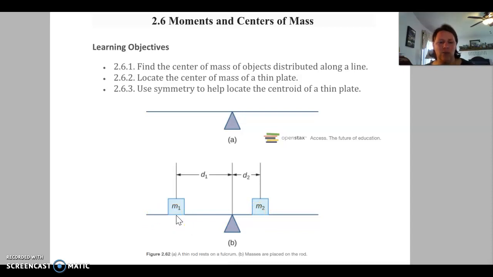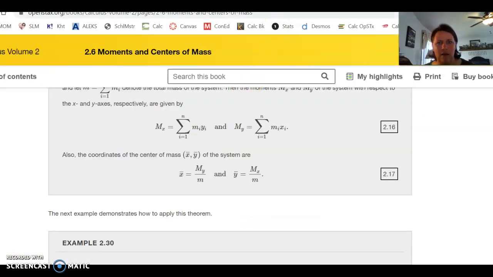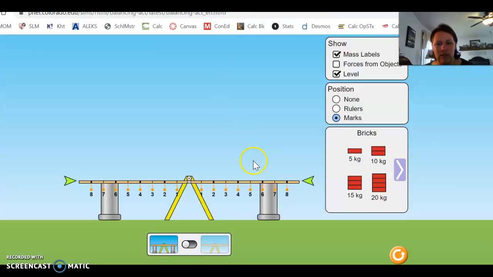All of that has to do with what we call a moment. So I'm going to switch screens here real quick, and we're going to go to PhET Lab. This is from Colorado University, and you'll notice that I've used some images from this in our notes as we go along. So if we take a 5 kilogram brick and we put it at a position of 5, let's say feet, that's going to be 5 feet away from the center of our balance.